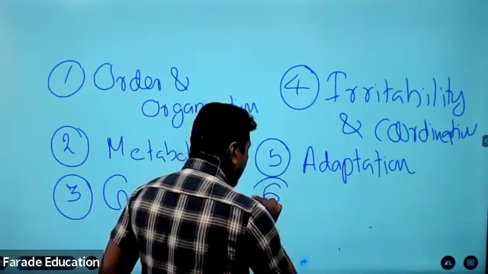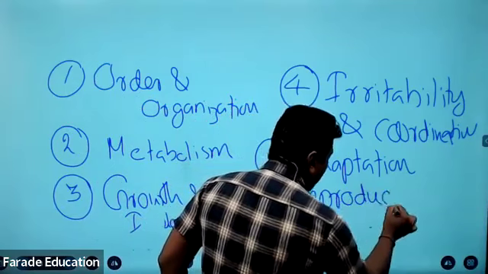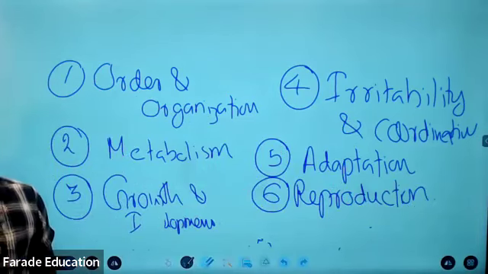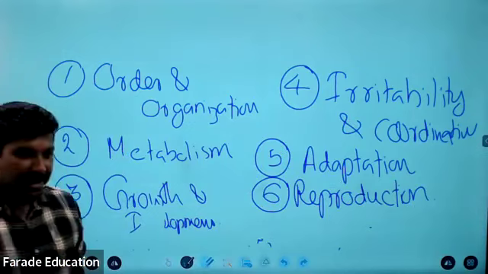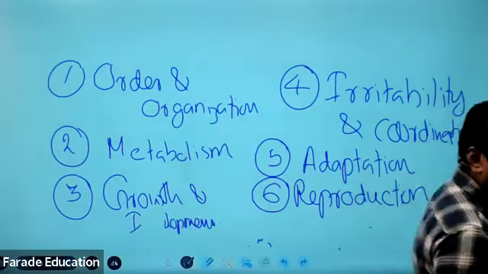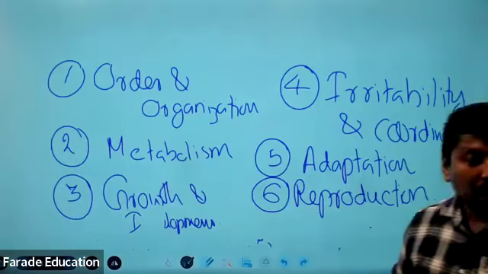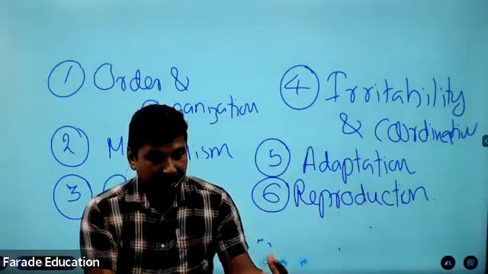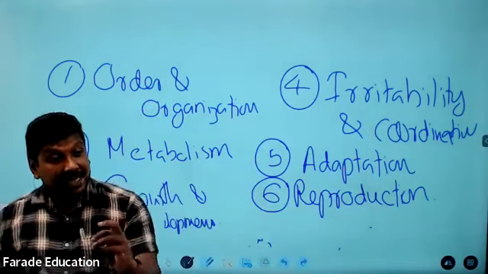The sixth one is reproduction. What do you mean by reproduction? Producing offspring, either sexually or asexually. Some living organisms produce their next generation by asexual reproduction, that means no fertilization of a sperm and an egg. But the majority of animals and plants practice sexual reproduction.